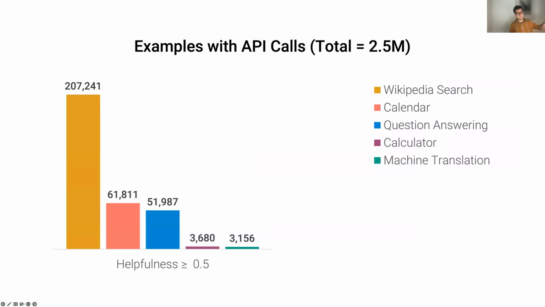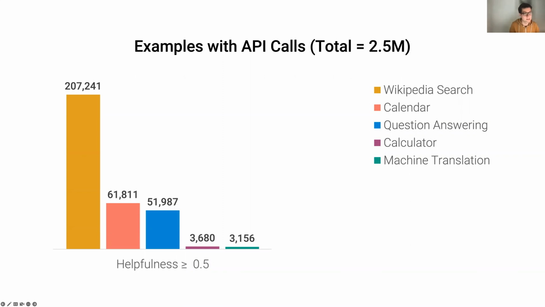So what we can see here is the number of API calls that we are left with for all the tools with a helpfulness threshold of 0.5. We can see that for Wikipedia, calendar, and question answering, we get a reasonable number of API calls, not super much given that we created millions of API calls, but that is simply because in most cases, the model would predict API calls that simply do not provide any useful information.